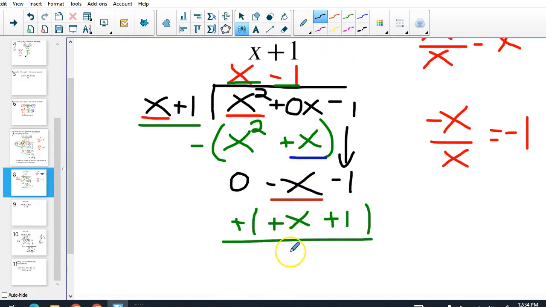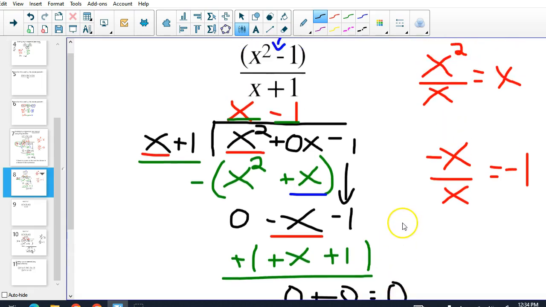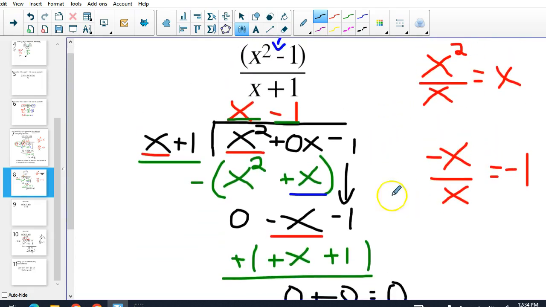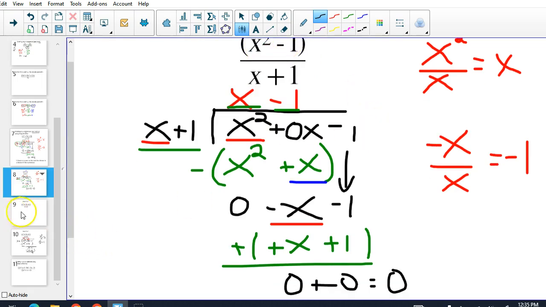So negative x plus x, 0. Negative 1 plus 1, 0. So we are left with 0. And if you remember from our last example, that means that x plus 1 is a factor of x squared minus 1, which will be important later. But for now, it means that x minus 1 is our answer. And x plus 1 times x minus 1 is equal to x squared minus 1.